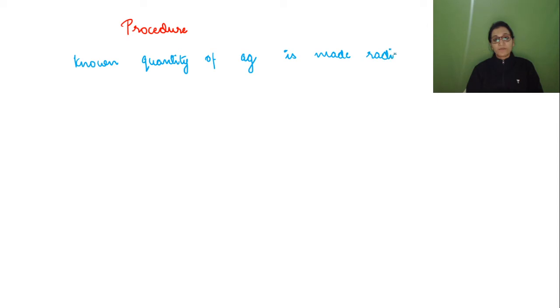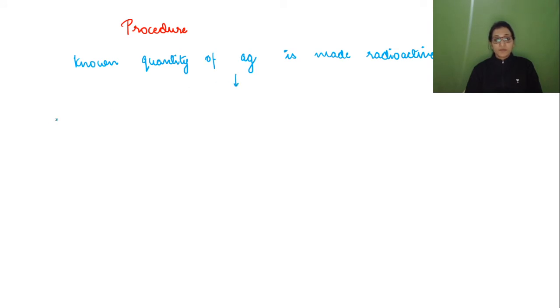So general procedure for performing RIA. A known quantity of antigen is made radioactive. We'll be doing that. The radio-labeled antigen is then mixed with a known amount of antibody for that antigen, and as a result, the two of them chemically bind to one another.